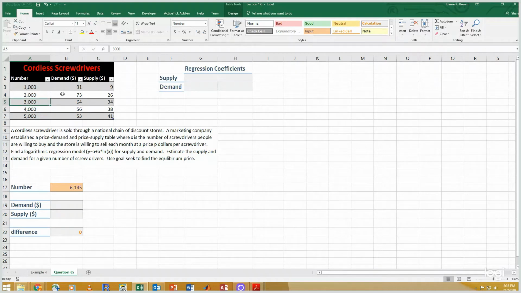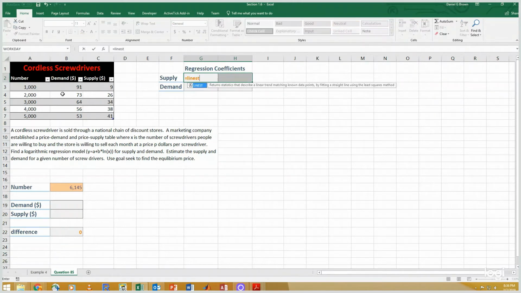So instead of using the 1,000, 2,000, 3,000 as the x values, we're going to look at the natural log of those numbers as the x values. We can do that fairly naturally using the LINEST function, where we use the known y's. So this is supply, the known y's. And then instead of the known x's being the 1,000, 2,000, 3,000, we're going to make it the natural log of those numbers.